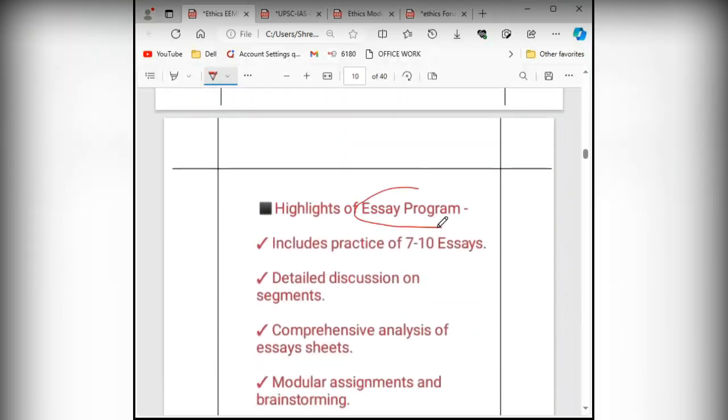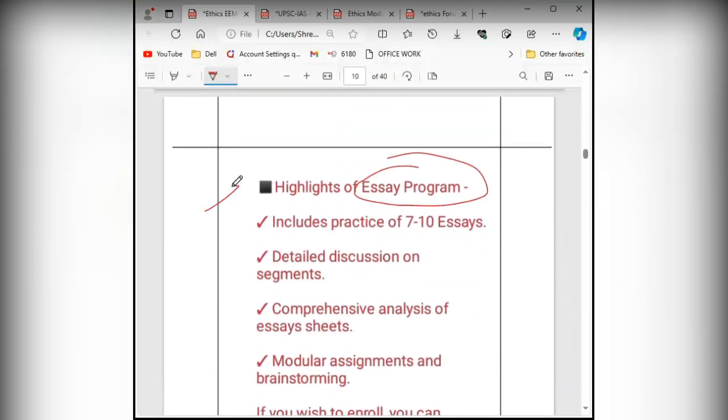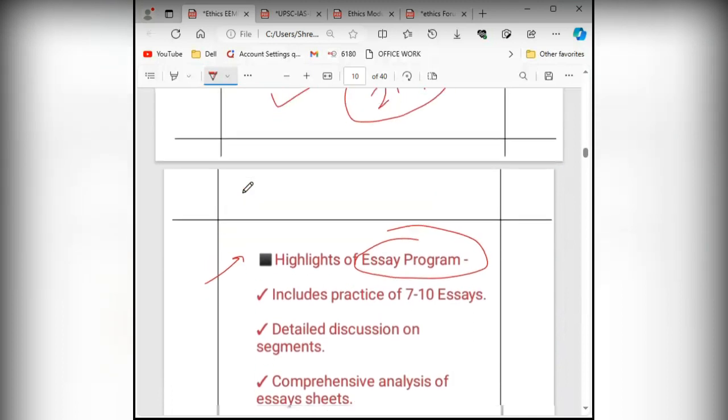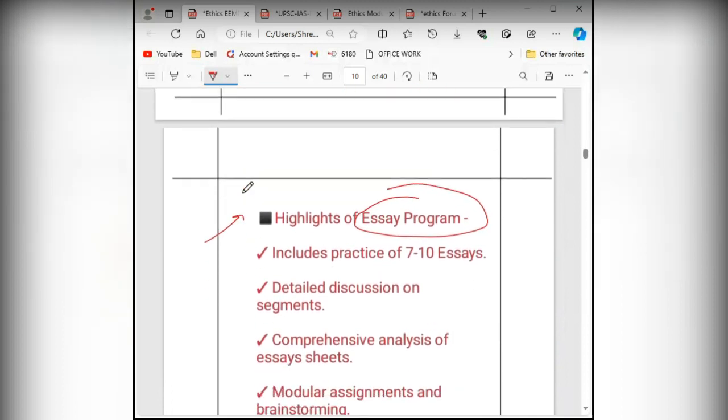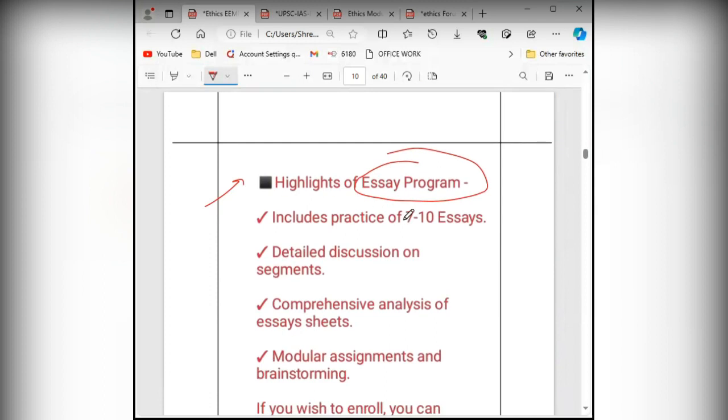Now this is something about the essay program. Since there are two components in this program, the ethics and the essay part, there would be 7 to 10 essays which you can write. If you wish to write two more, you can definitely extend it to 12 or 13. That is not an issue.